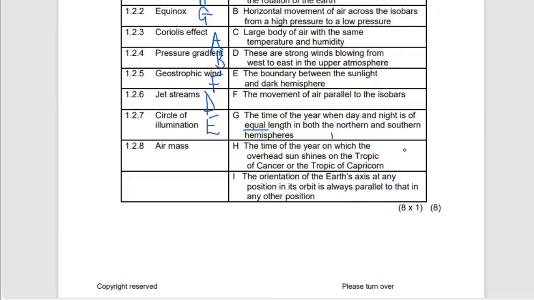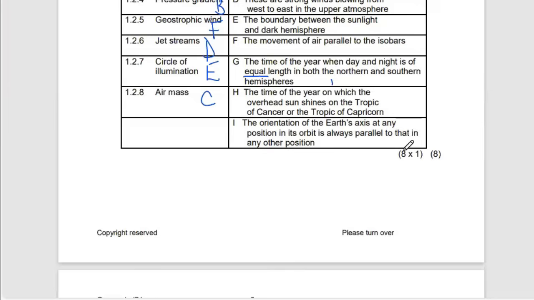So those air masses adopt those characteristics from where they originate. If they originate over the warm oceans, we are likely to have them being warm because of the warmer ocean current, and also having moisture and being unstable. If they develop over the cold oceans, they are more likely to be very cold and without moisture, being very stable and more dense. Right. So that besides the point, air mass matches with the description at item C, which says it's a large body of air with the same temperature and humidity. That takes us to the end of question number 1.2.